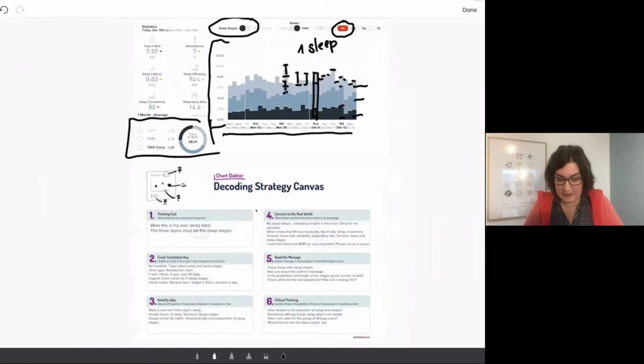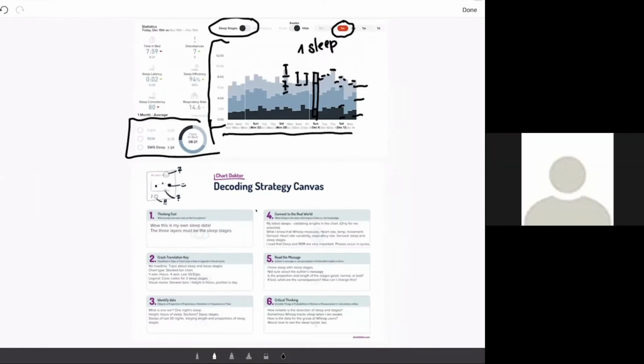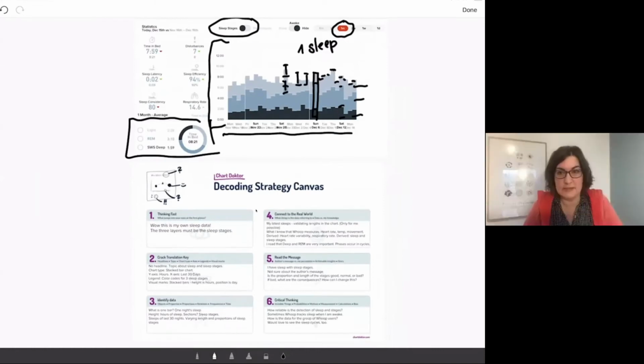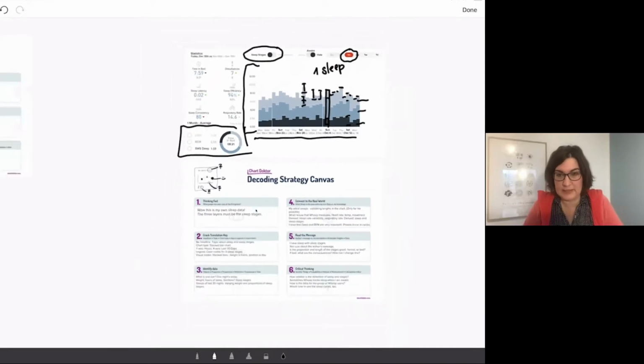Okay, now the first part is over, and the next part will be more interactive, and it's your turn. We will form groups of around 5 people, and we use the Zoom breakout rooms, and you will be moved there automatically and work with the decoding strategy canvas on your own chart for about 20 minutes.